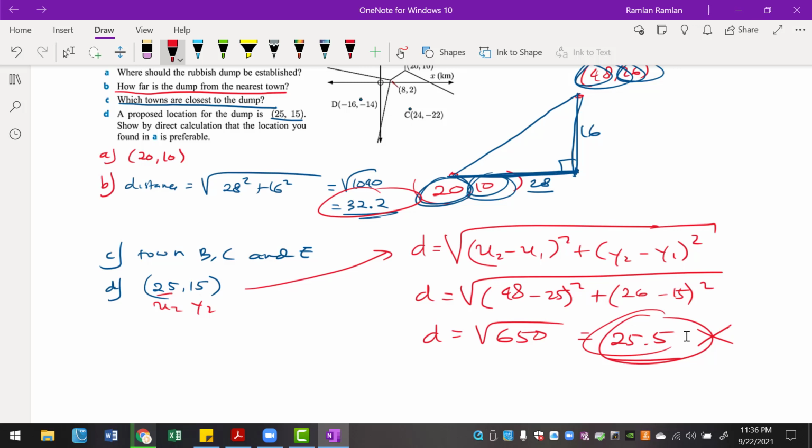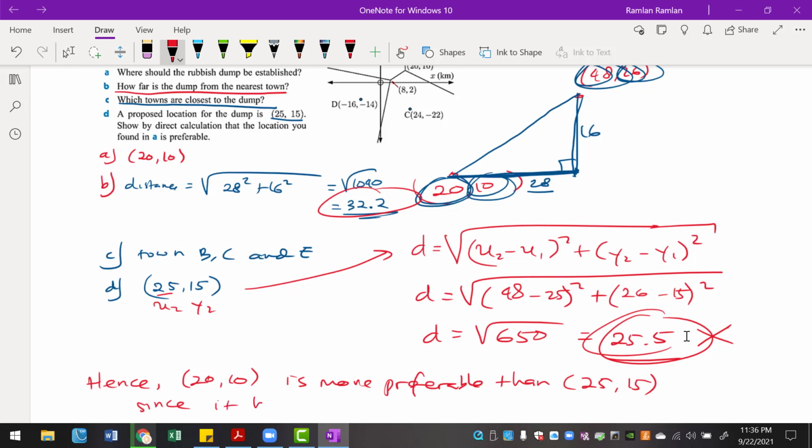So we can conclude that hence, 20,10 is more preferable than 25,15, since it has a larger distance to the closest town. Okay.